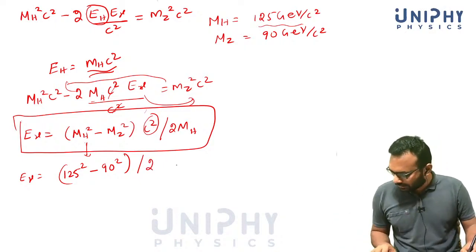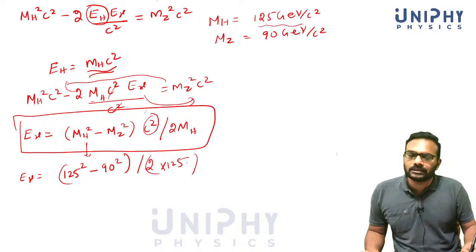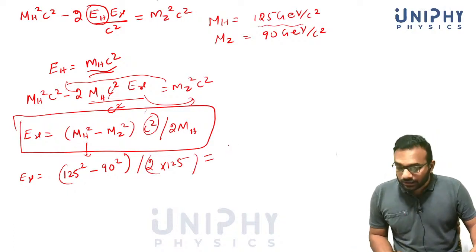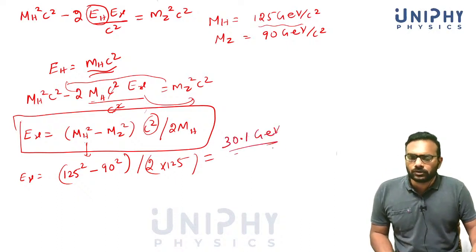And what is mh? Twice 125. Okay, this is the answer. You just solve this and you get the answer to be 30.1 GeV. Just solve this, you get 30.1 GeV. You know how to do this numerical calculation.